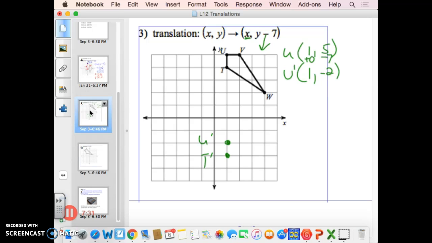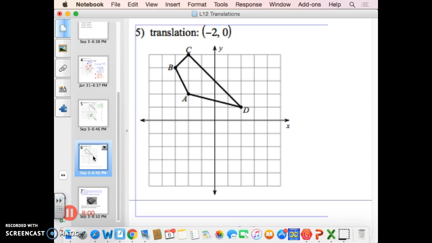For t, I'm just going to go down 7. I should end up here. I'm going to go down 7. I'm going to end up here. And I'm going to go down 7. I should end up here. Okay. So there you go. So either way, if you have a coordinate grid, you can just count the grid squares. If you are just given coordinates, which you'll see later, you can just add or subtract the rule to each of the coordinates that's specified.